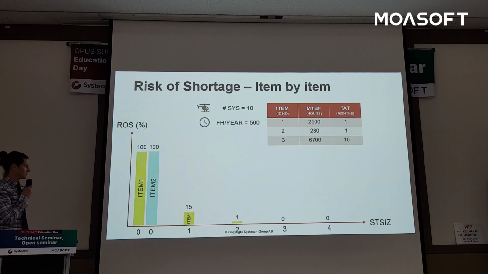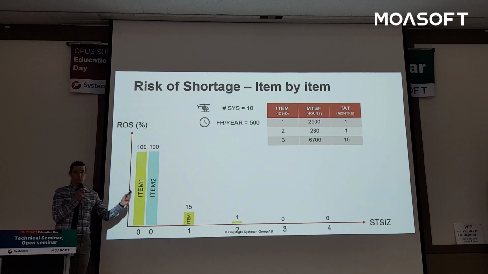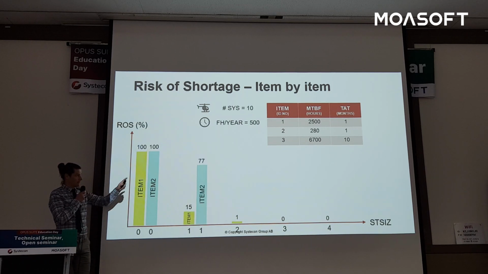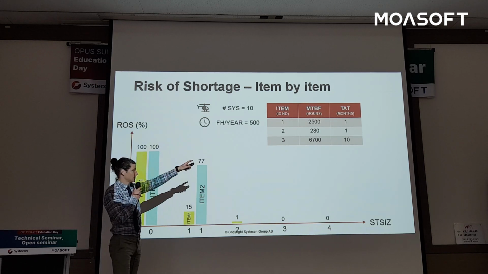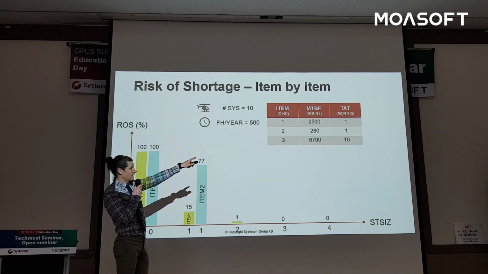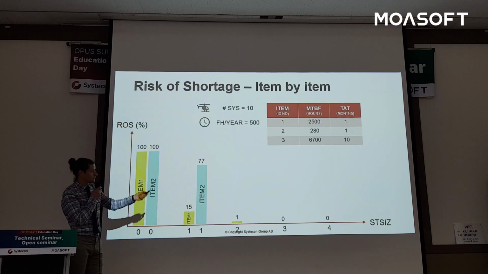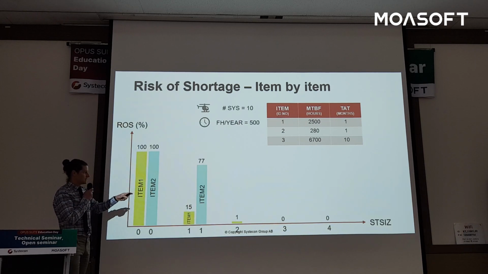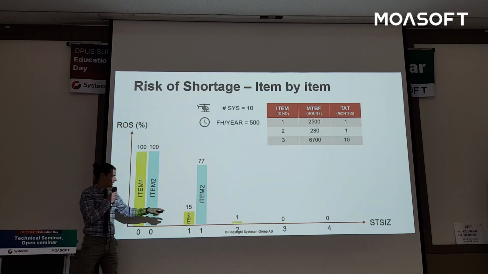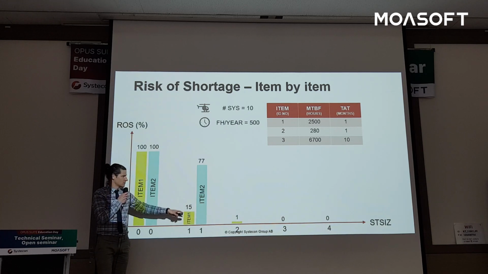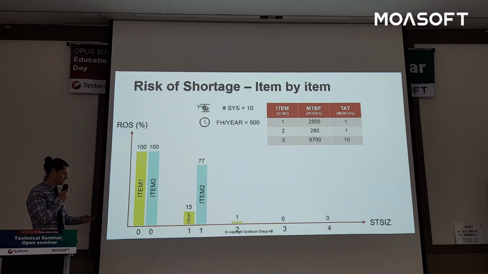If we do the same thing for item 2, of course, 0 items in stock will give us 100% risk of shortage. And if you compare especially the mean time between failures, you see that it's only 280 hours between failures for item 2, while it was 2,500 for number 1. See the difference. That means that there are many more failures for this item. So if I buy one item 2 and put it in the store, I'll have a 77% risk of shortage, much higher than item 1.